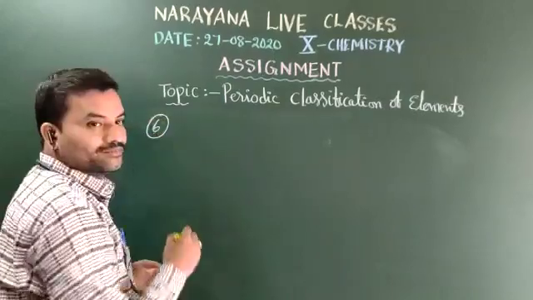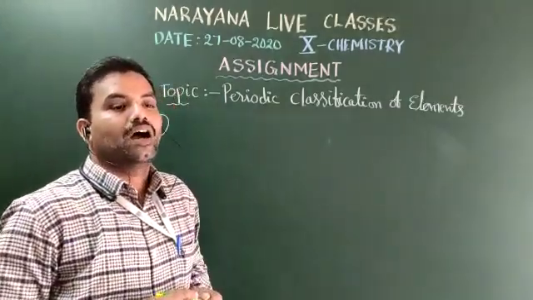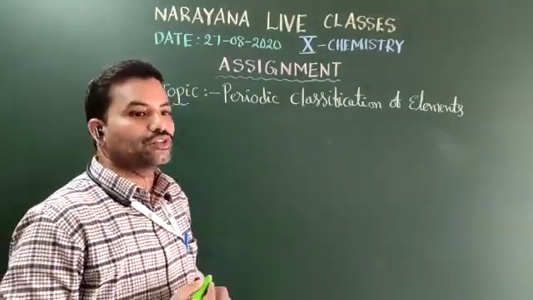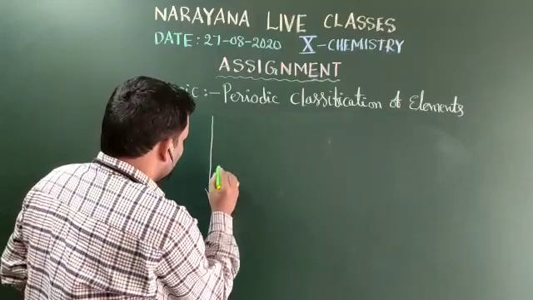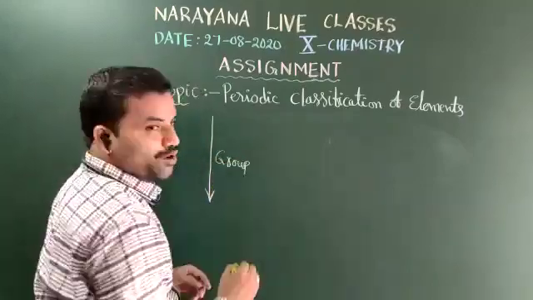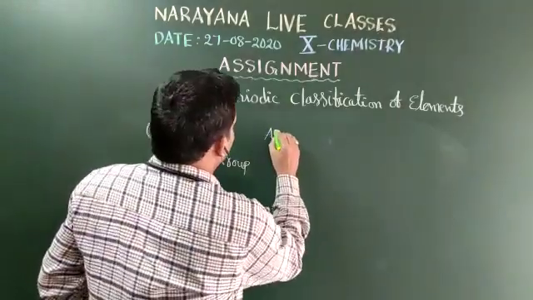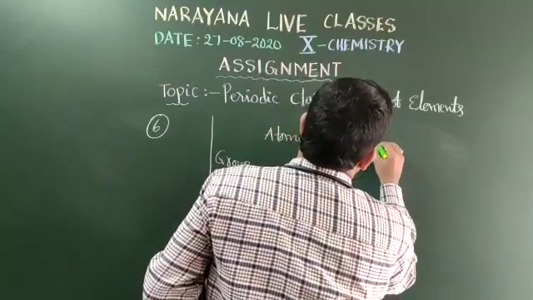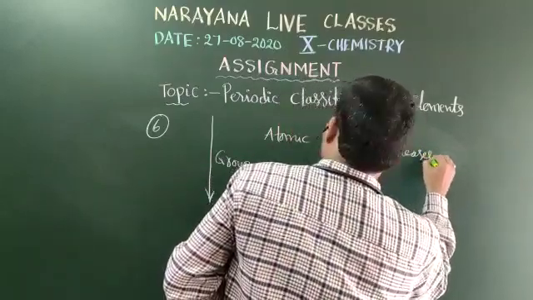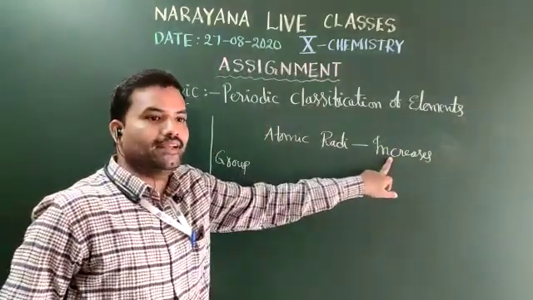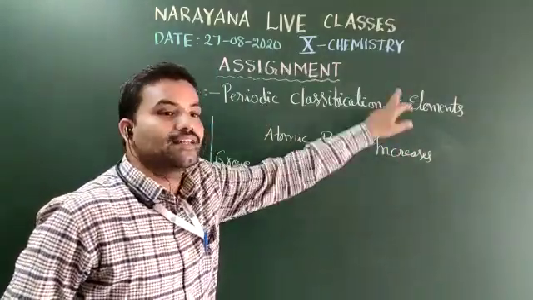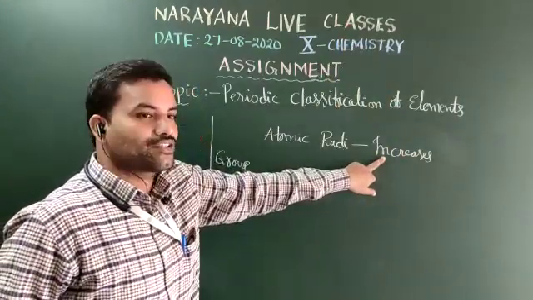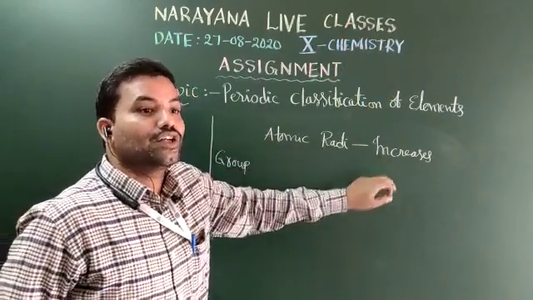Move on to the sixth question. The atomic size. How can the atomic size change as we move down the group? When we move from top to bottom, down the group, atomic radii increase. Here atomic size increases as we move down the group. This is the answer for the sixth question: atomic radii increase down the group.